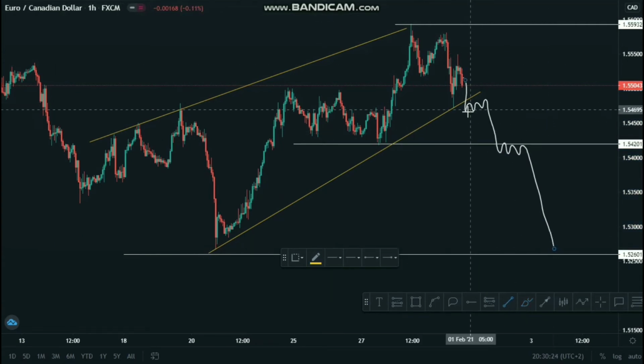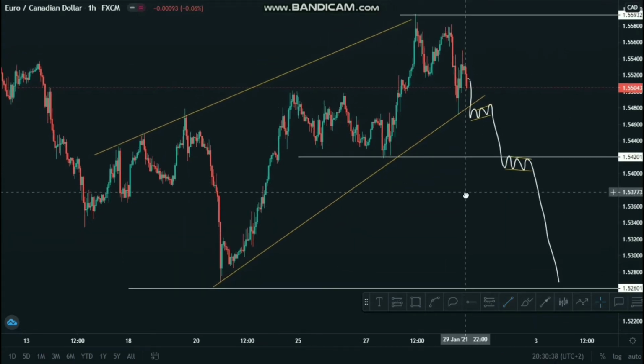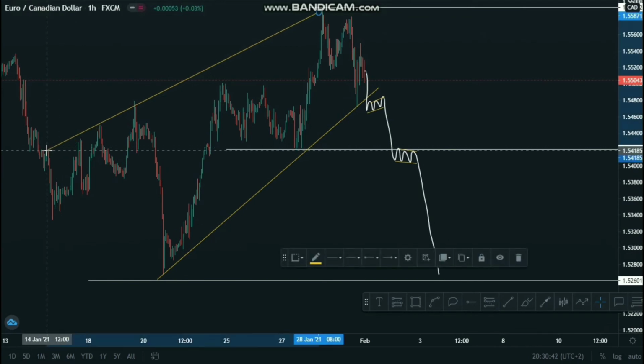We'll be expecting such structures for entry purposes. Be on the lookout for such structures at significant levels so that you cannot miss on the opportunity to capitalize on the selling opportunities on Euro CAD.